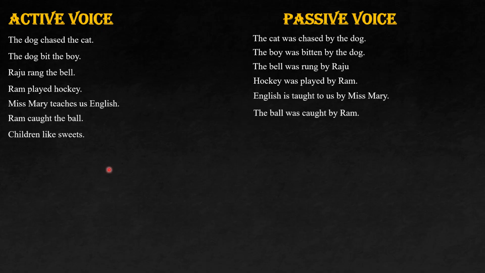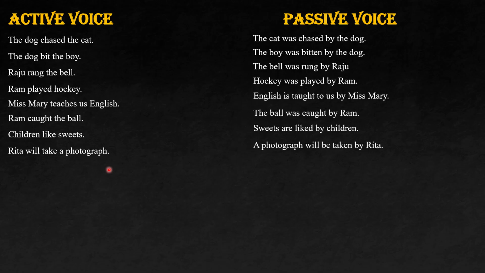Children like sweets. Sweets like is here. It should be again in the tense, like sweets are liked by children. Here, Rita will take a photograph. A photograph will be taken by Rita. Will is here, it should be will be. Photograph will be. You should not change completely. Fine. So this is how we can try to form them.